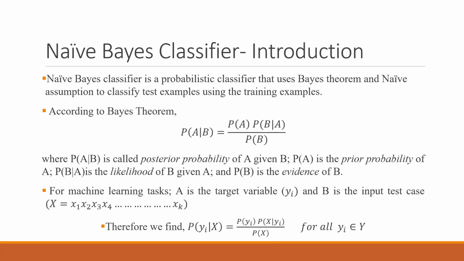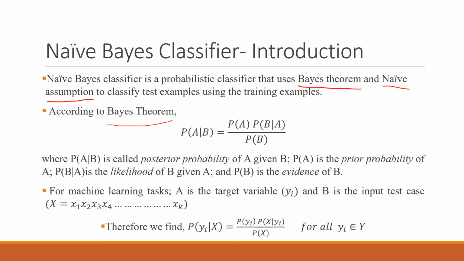So naive Bayes classifier is a probabilistic classifier. It uses Bayes theorem and naive assumption. There are two things required to understand the naive Bayes classifier. First, you need to understand Bayes theorem, which is the main thing here, and the second thing is the naive assumption. These two things combined help us generate this naive Bayes classifier. So let's first understand what Bayes theorem is.